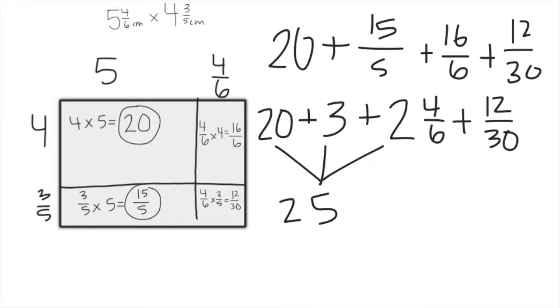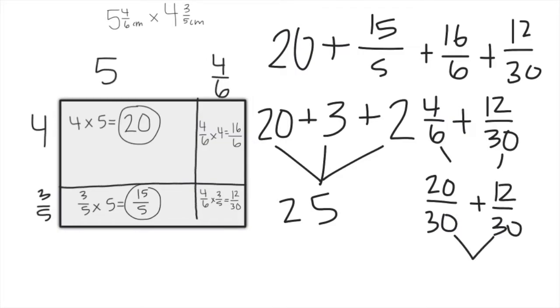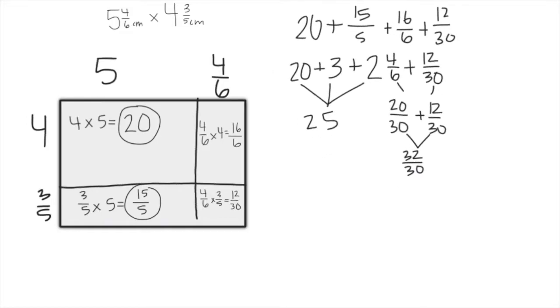And then I need to add my fractions, but they don't have the same denominator. So I'm going to have to find the lowest common denominator, which is 30. I'm going to change 4/6 into 30ths. 4 times 5 is 20. And 6 times 5 is 30. So then when I add it to 12/30, I get 32/30, otherwise known as 1 2/30, and simplified be 1 1/15.